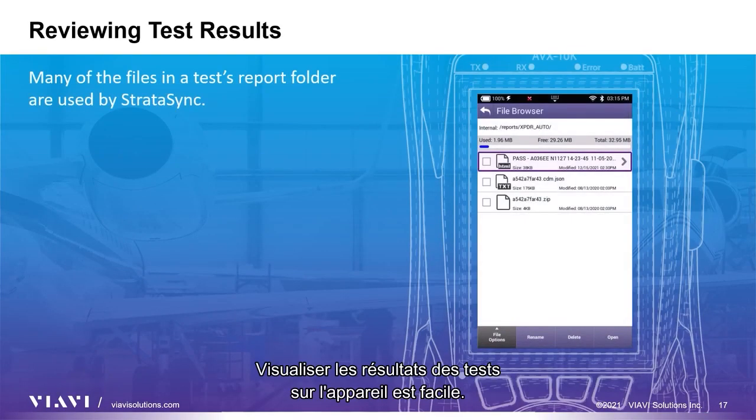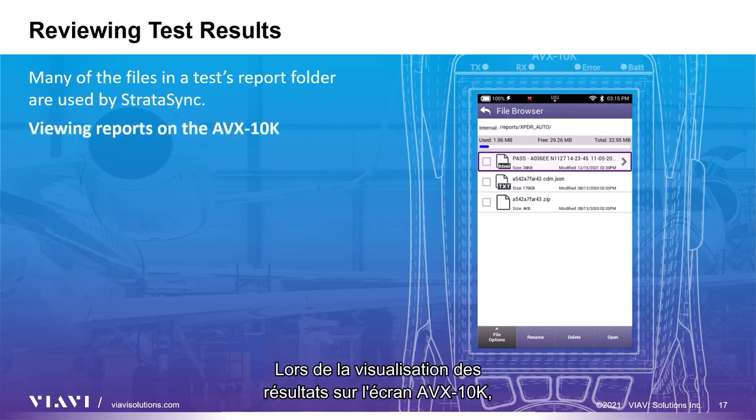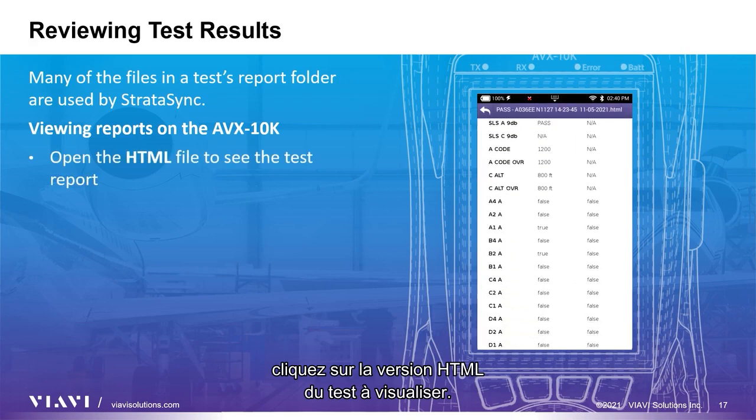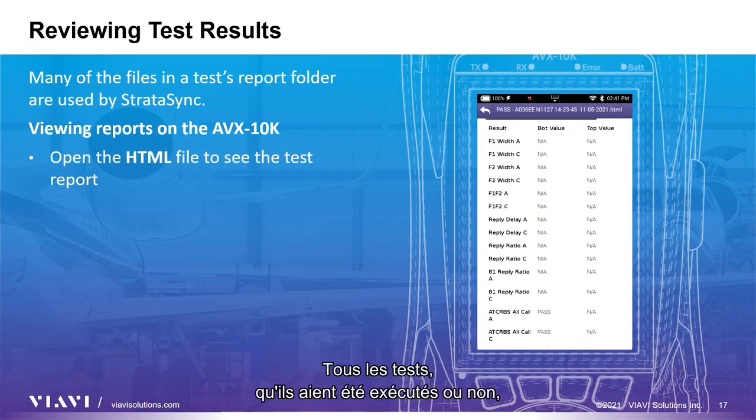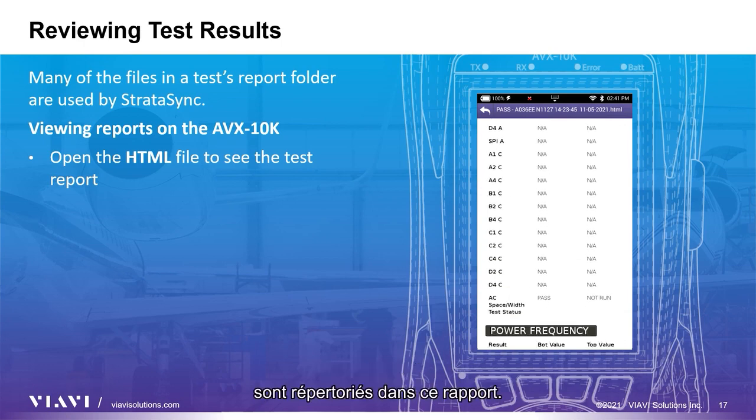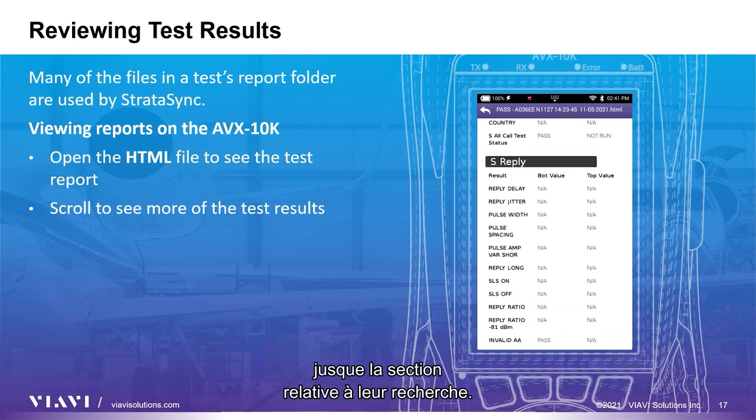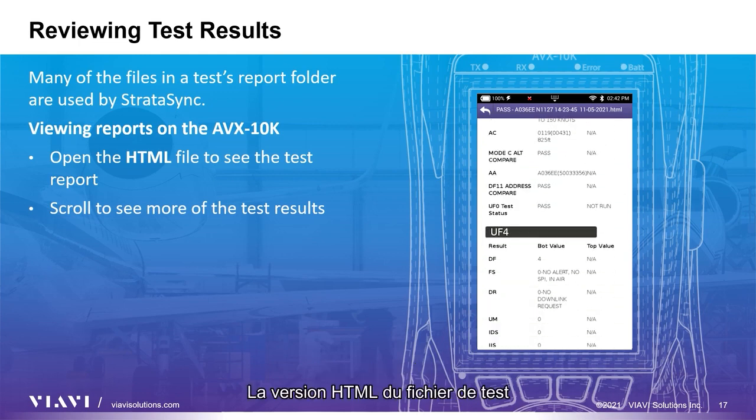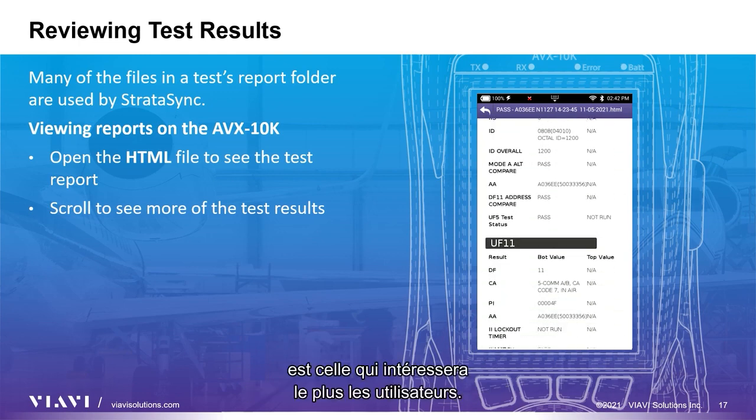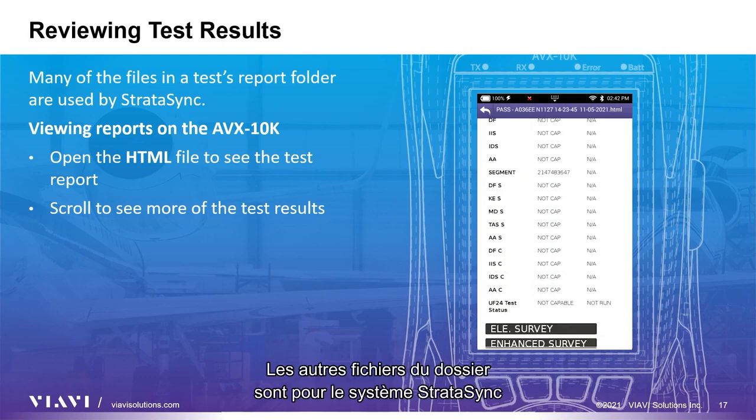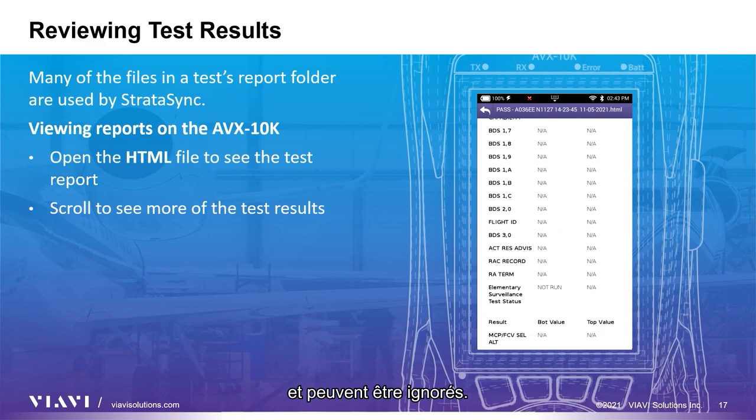Viewing test results on the test set is easy. When viewing results on the AVX-10K screen, click the HTML version of the test you want to view. All tests, whether they have been run or not, are listed in this report. Users will need to scroll to the section relative to their search. The HTML version of the test file is the one that users will be most interested in. Other files in the folder are for the Strata Sync system and can be ignored.